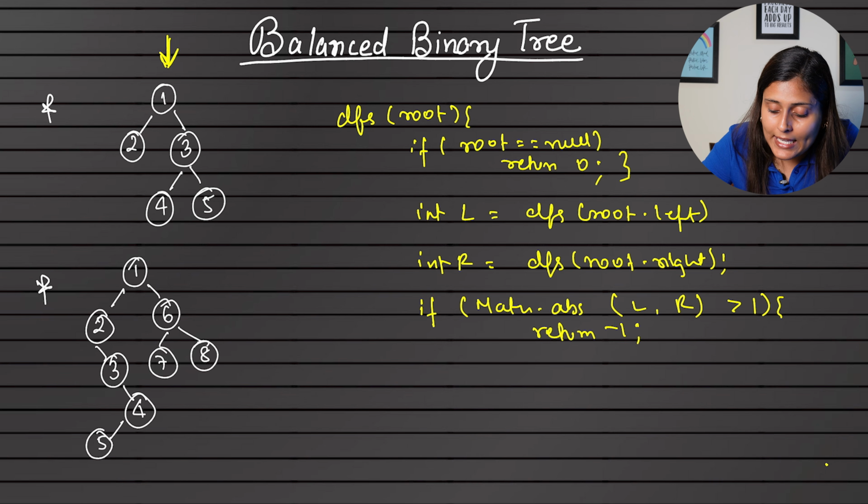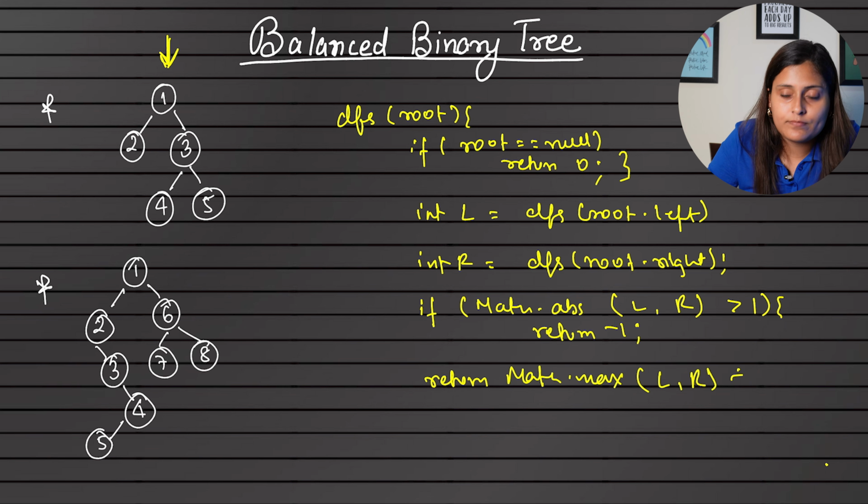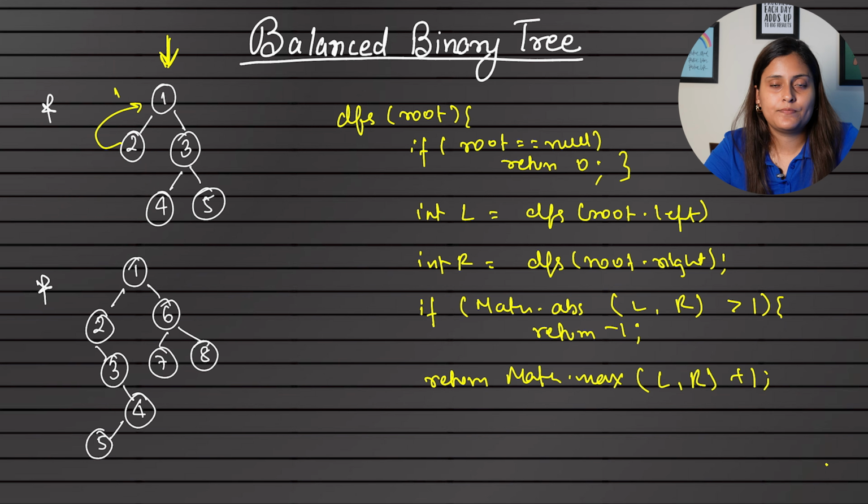Yes. So can I say you have to return the maximum, Math.max of left or right, plus 1. So what will 2 say? 2 has maximum 0, 0. So 2 will return 1 to 1. So can I say 2 will return 1? Now similarly, we'll go towards this.